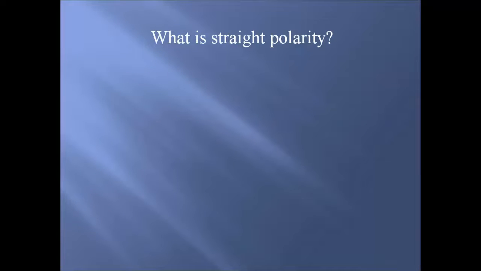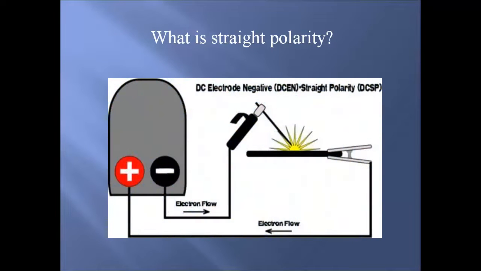Okay then, what is straight polarity? Think opposite. Stinger is negative and ground is positive, with the current flowing from the power source to the stinger back to the power source through the ground clamp.